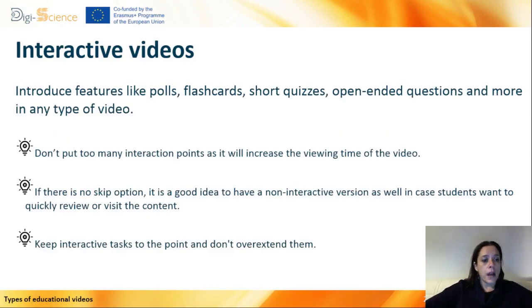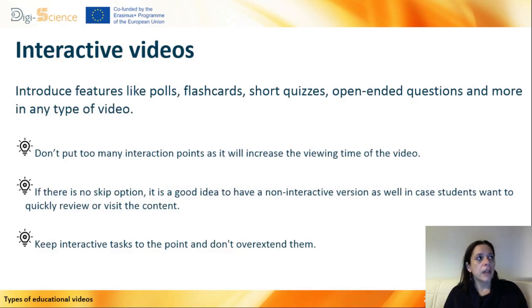You can have now the +1 type of videos. So why is this a +1? Because any type of video that we have discussed already, any of the 4 types, can become an interactive video. Interactive videos are the kind of videos which have features embedded in them, like polls or flashcards or short quizzes or open-ended questions, and many other kinds of interactive points.